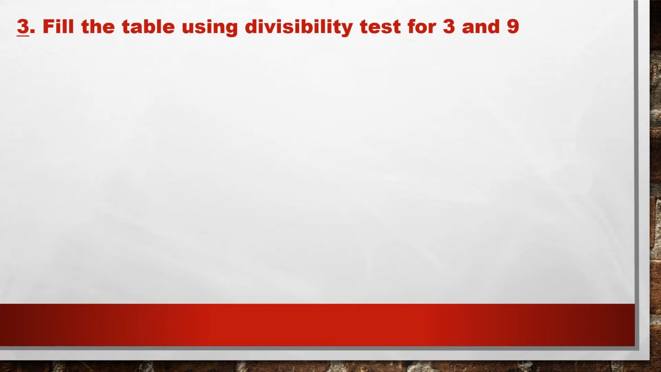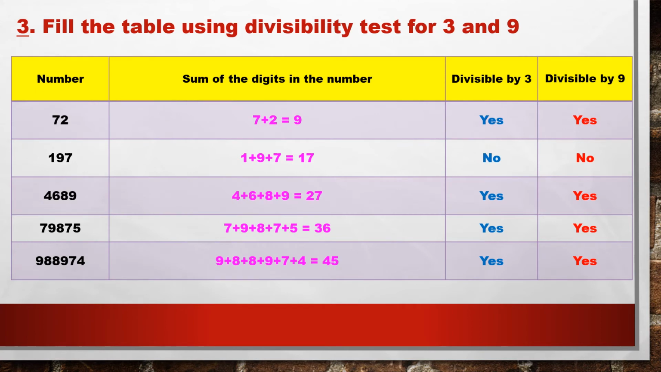For a clear explanation, follow the link. Here your question is 72. For 3 you should add all the digits, and for 9 also you should add all the digits. For addition I took only one column. 72, 7 plus 2 is 9. It is divisible by 3, and it is also divisible by 9.